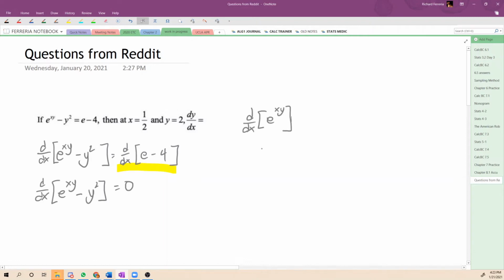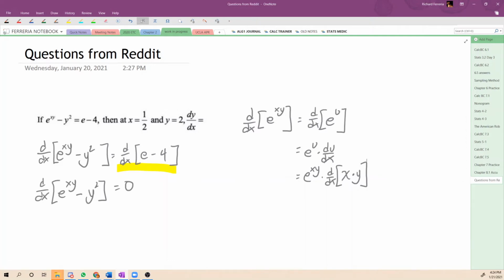First, we're going to consider the derivative of e to the xy. If I consider xy as the power of e, then really what I'm looking at is the derivative with respect to x of e to the u, which is e to the u multiplied by du dx, which is e to the xy multiplied by the derivative of xy, knowing that xy was my u.